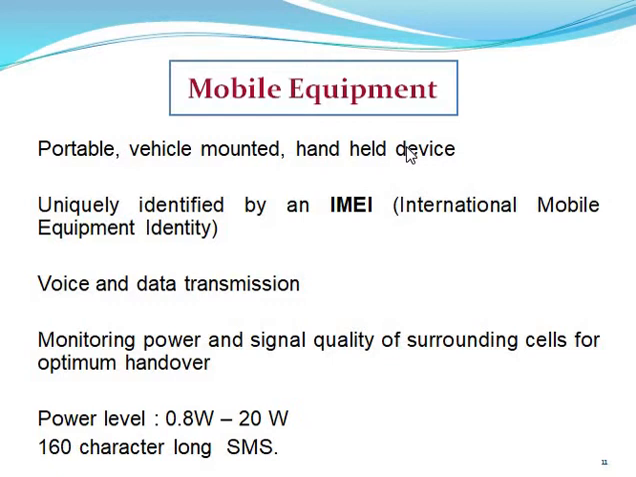So mobile equipment also monitors and identifies which SIM is connected and used for the particular network, which network is used near your cell, and the number of cells connected to the base station. The signal monitoring and the received signal are handled by the mobile equipment. This is the importance. It has one power level, and you can send a 160 character long SMS from the mobile equipment. So this is the importance.